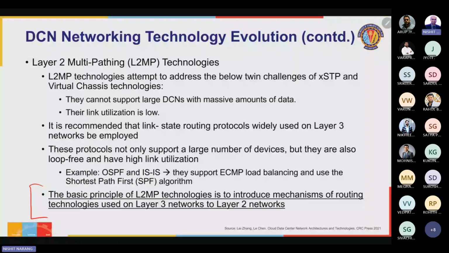That is why it is called, see, multipathing is what we know as a routing approach. You look at multiple paths and you find the best path to use. But when you bring it down to layer 2, this is where the name comes in, layer 2 multipathing technology, L2MP.